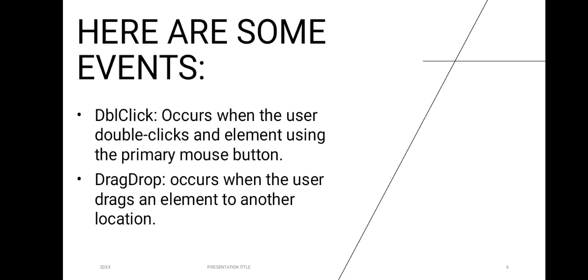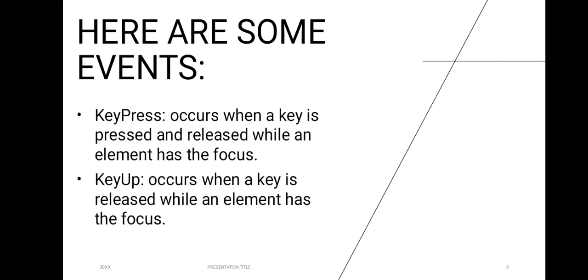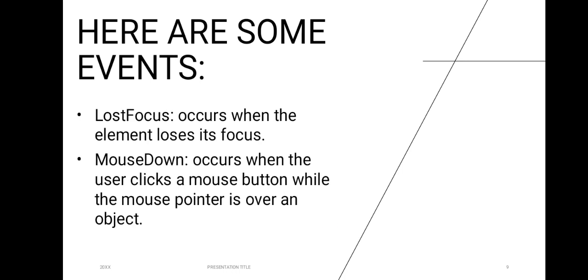Drag drop occurs when the user drags an element to another location. Drag over occurs when the user drags an element over another control. Got focus occurs when the element has the focus, either by tab stop or the mouse pointer hovering above the element. Key down occurs when a key is pressed while the element has the focus. Key press occurs when a key is pressed and released while an element has the focus. Key up occurs when a key is released while an element has the focus.